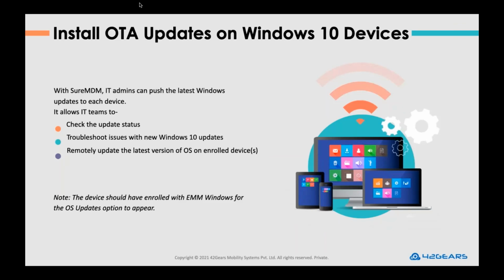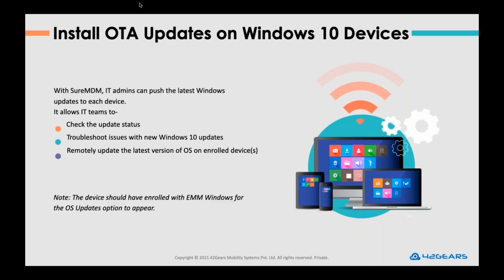SureMDM can help IT admins automate operating system update management. The console offers an OS update job that allows admins to remotely update the latest version of the OS on the enrolled Windows devices. With SureMDM, IT teams can check the update status, troubleshoot issues with new Windows 10 updates, and remotely update the latest version of the OS on the enrolled devices. Admins must note that the Windows 10 devices should have enrolled with EMM Windows for the OS update option to appear.